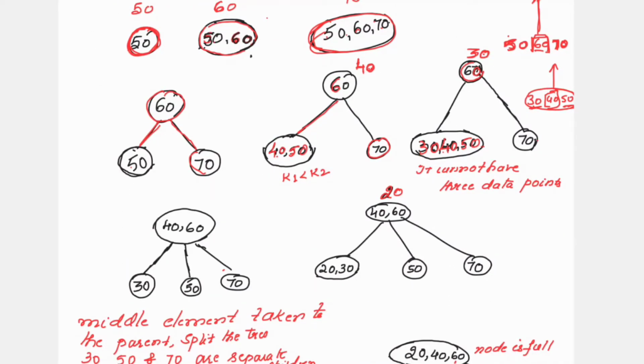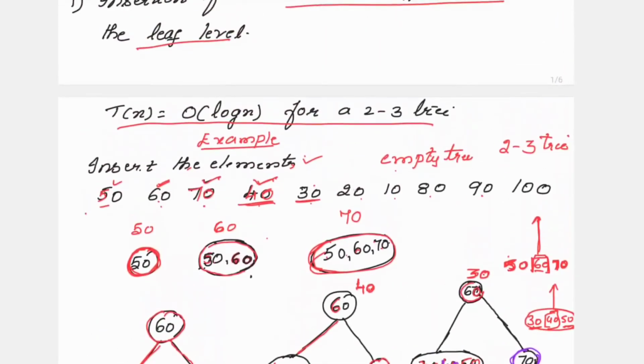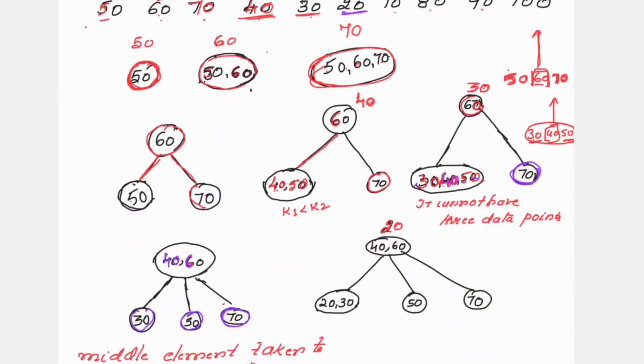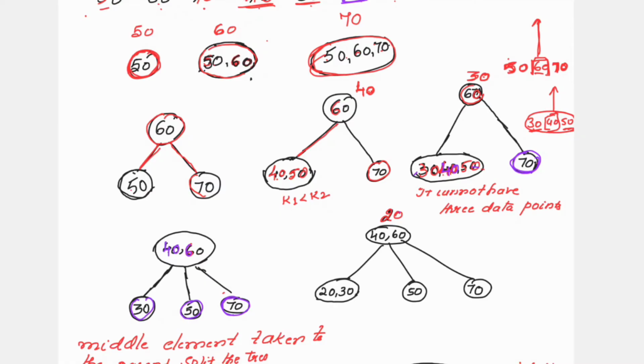Already this 60 was there. Now when you pulled up this 40, you got 40 here before this 60, and 30 and 50 got separated. Previously 70 was there, so the 70 is appearing here. Next you need to enter the next element in the list, which is the element 20. So you are keeping it here. 20 you need to insert now.